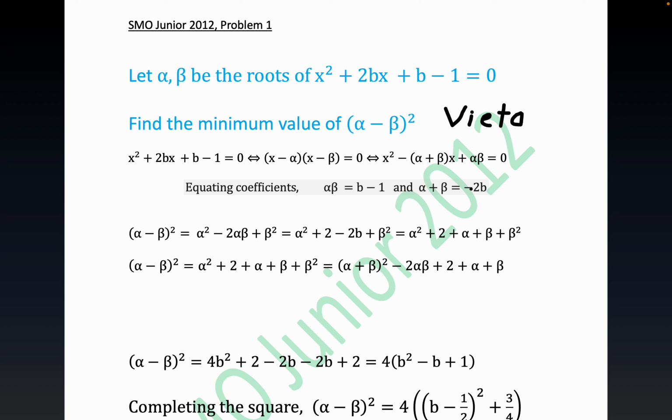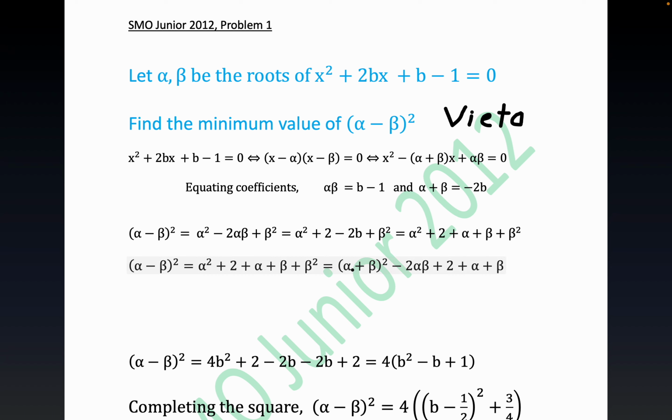Notice I put the minus sign here. It's a little more convenient to do it that way. Now the rest of this is just expansion and substitution, and you can verify that. Like right here, we had minus 2 alpha beta, but alpha beta is b minus 1, right? So minus 2 times b minus 1 is 2 minus 2b, okay? So again, all that happened here was just a substitution from equating the coefficients. And it's similarly down here.